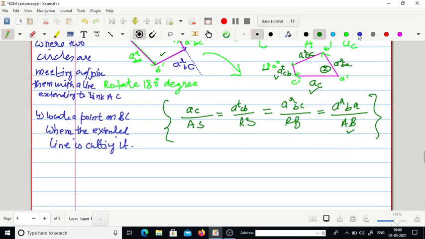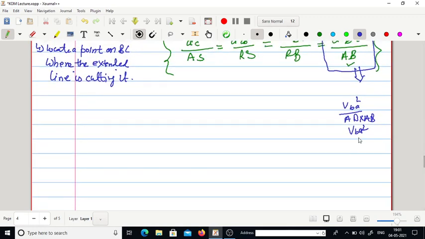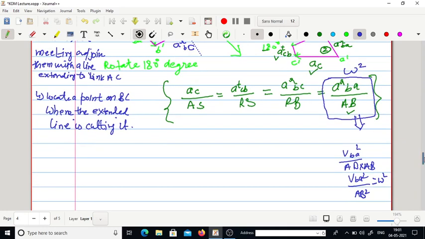So this factor represents omega square. How? Let me expand it. The radial component of B with respect to A can be given by this, and it is further divided by AB. So this will become VBA square divided by AB square, which is nothing but omega square.